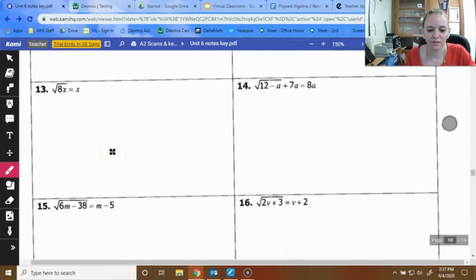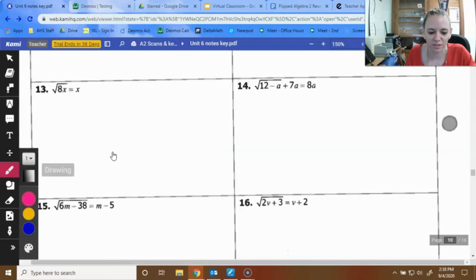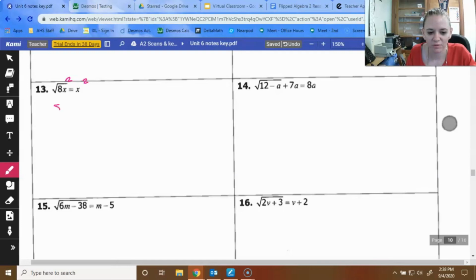Okay, so it is isolated. The radical is already isolated, so if we're doing this by hand, we would say, all right, I got to square this side and square this side. So squaring this will leave me with 8x equals x squared. Okay, oh, lovely. That's just lovely. Not. I think we're going to have to hold off on these, because that's going to give us a quadratic, and we haven't done quadratics yet.